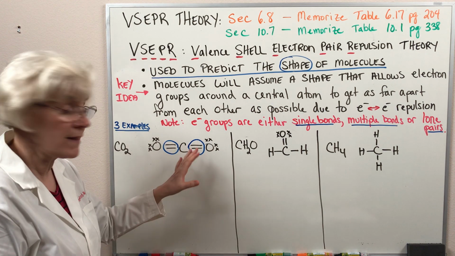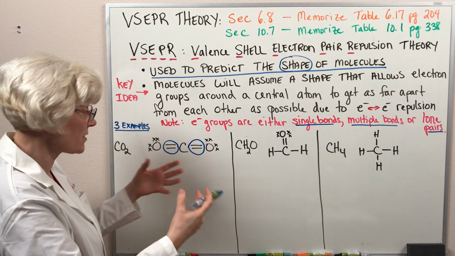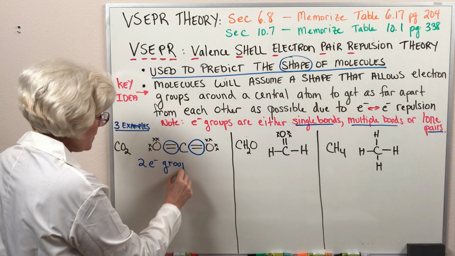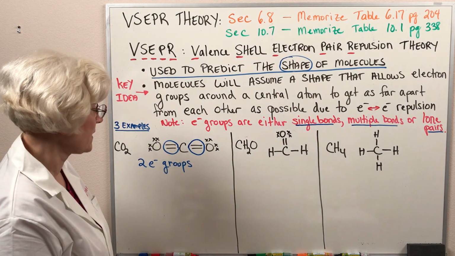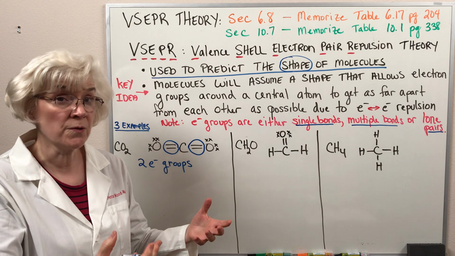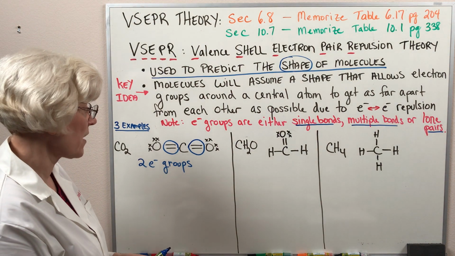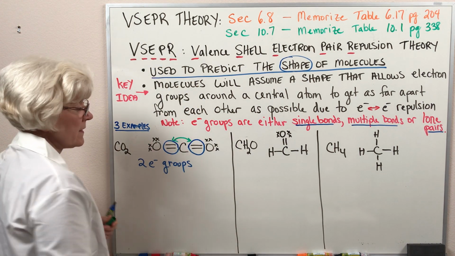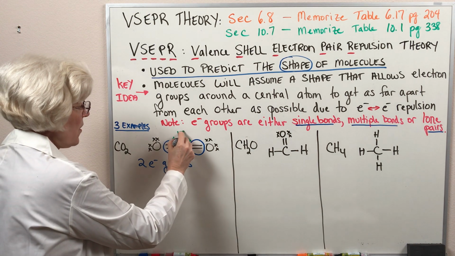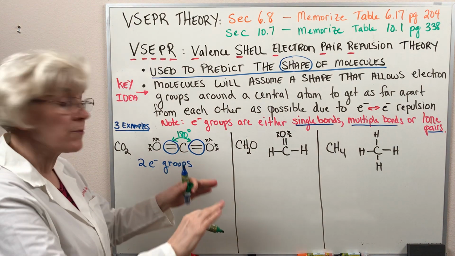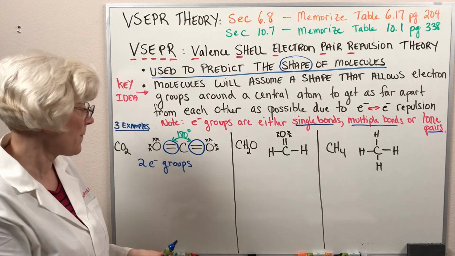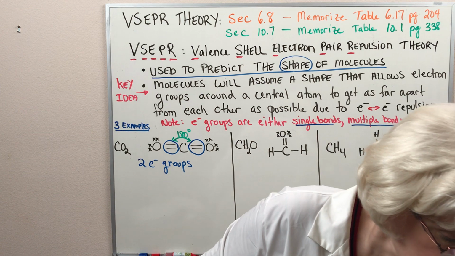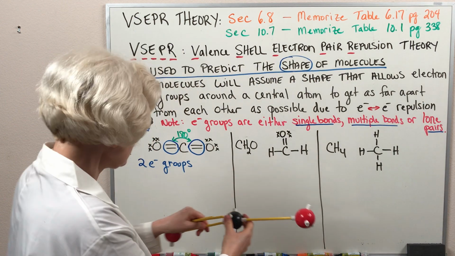So just sort of highlighting those double bonds as if they were extra large balloons, I see that there are 2 electron groups around the central carbon atom. And what do 2 groups do that want to get as far apart from each other as possible? What they do is assume a linear shape that maximizes their distance apart from each other. In other words, they will move 180 degrees apart.